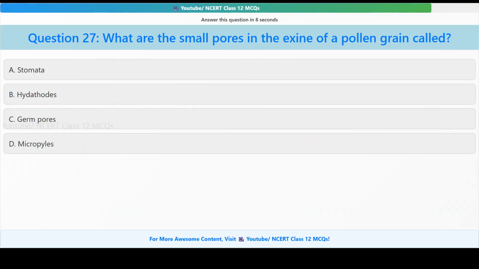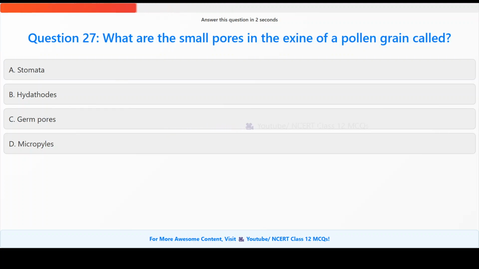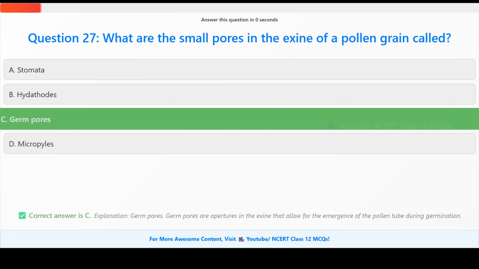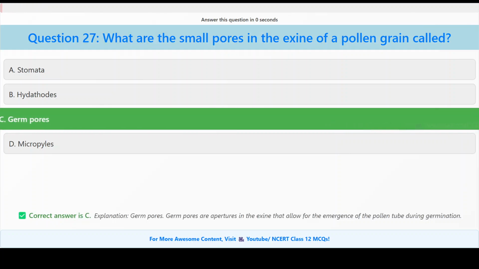Question 27. What are the small pores in the exine of a pollen grain called? Germ pores. Germ pores are apertures in the exine that allow for the emergence of the pollen tube during germination.